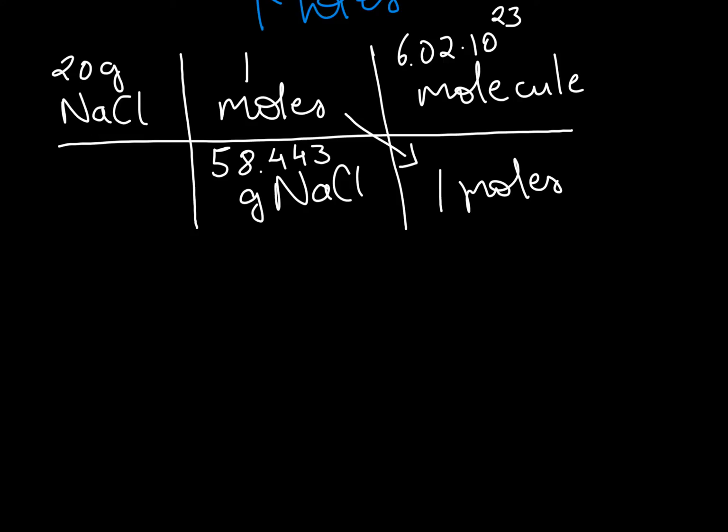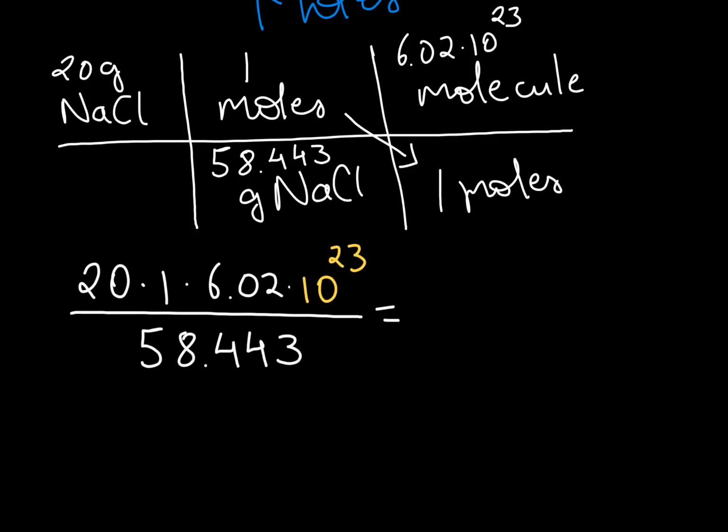Now that we have set up our problem, you just need to do the math. So 20 times 1 times 6.02 times 10 to the 23rd. When I set up all my numbers, I get 20 times 1 times 6.02, and you notice that I used a different color for the exponent. I did that on purpose because I want you to leave this exponent alone for a little bit until we do the rest of the calculation.